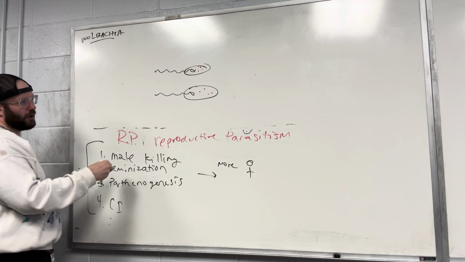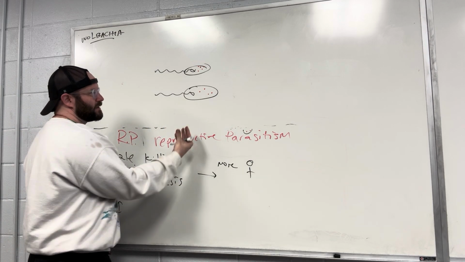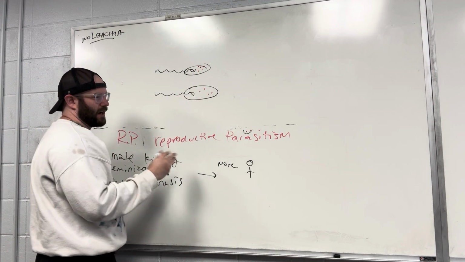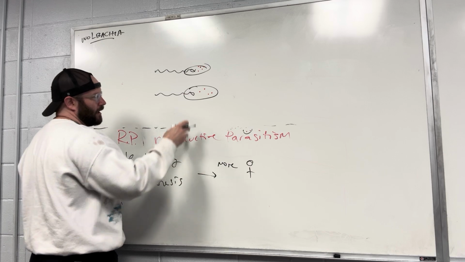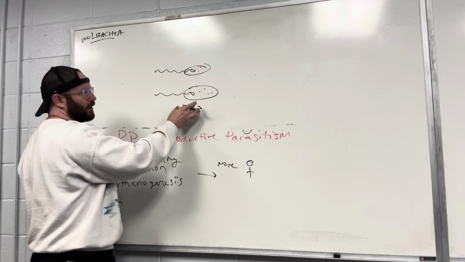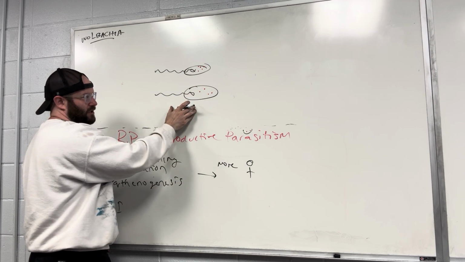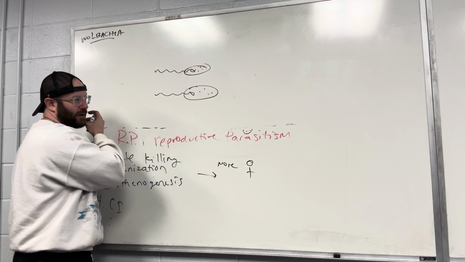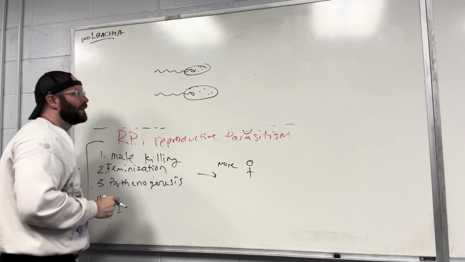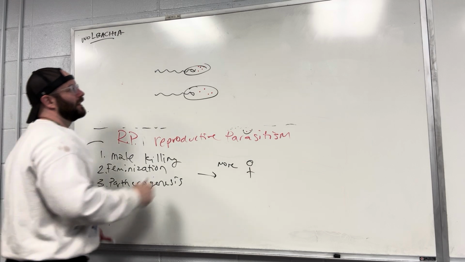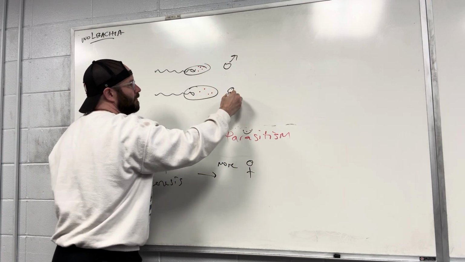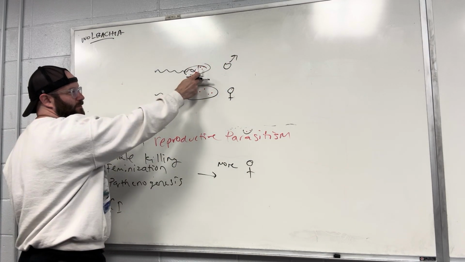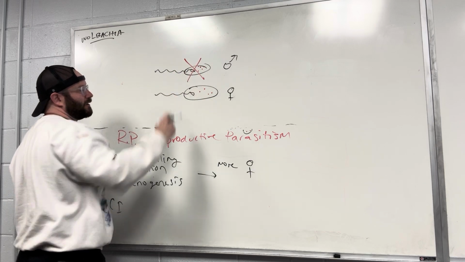In male killing, what the Wolbachia can somehow sense, this mechanism is not quite known yet, is the genotype of the egg and sperm mixture. And they're able to tell and discriminate whether it's male or female. And in the case of male killing, it will figure out, okay, this one's a male, and it will kill that egg.